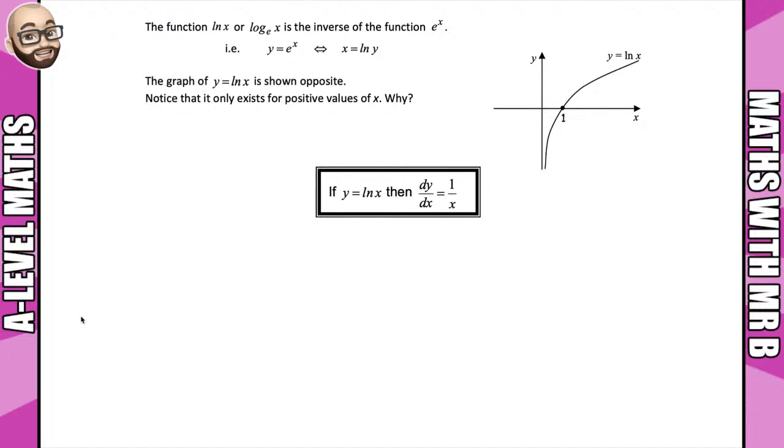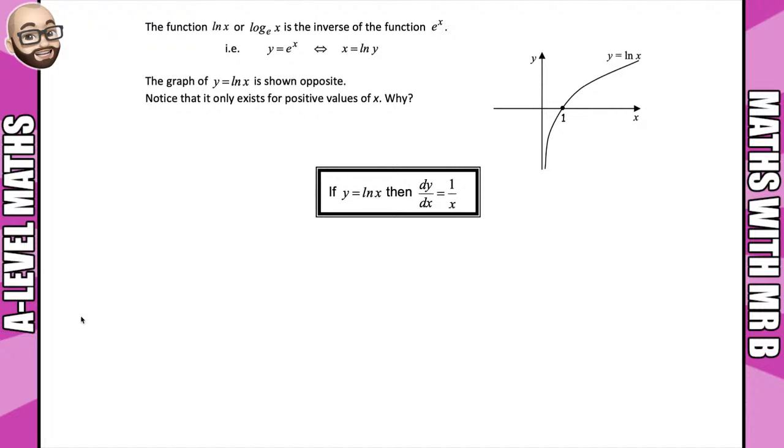To think about the reason for that, try and think about what you know about the domain and range of a function and what happens to those numbers when you find the inverse function. You should also know that the exponential function can only ever be positive. Therefore, when you do the inverse, it only works for those positive values.